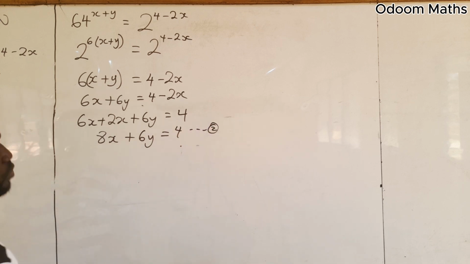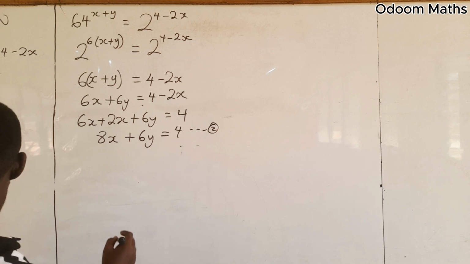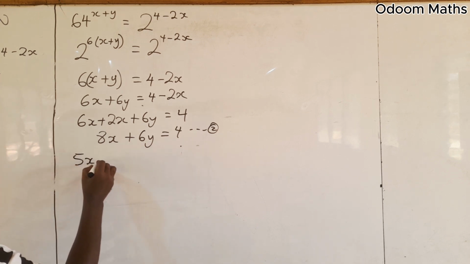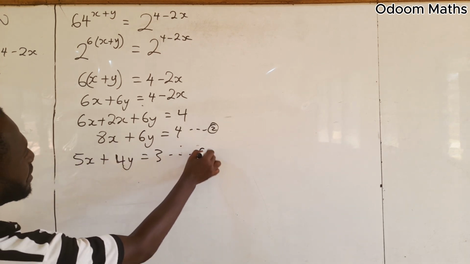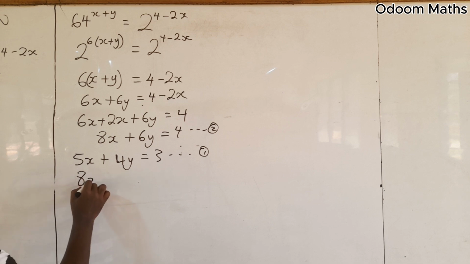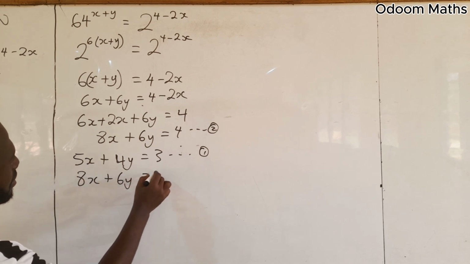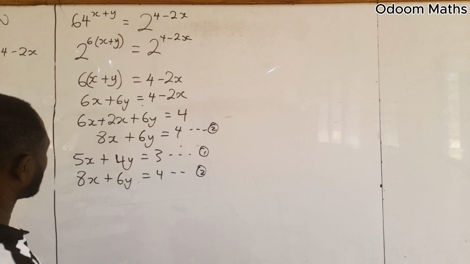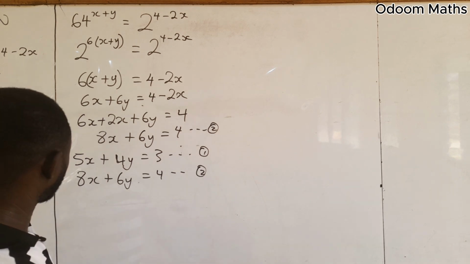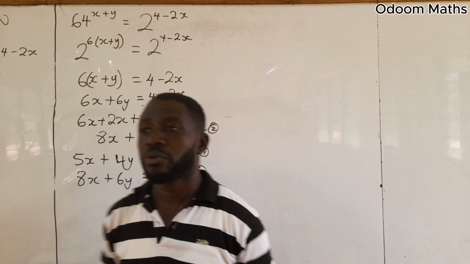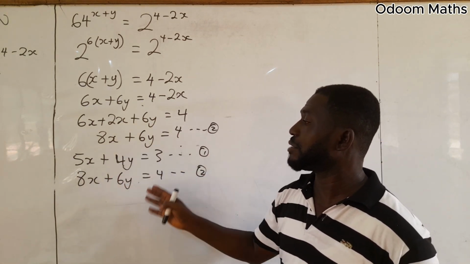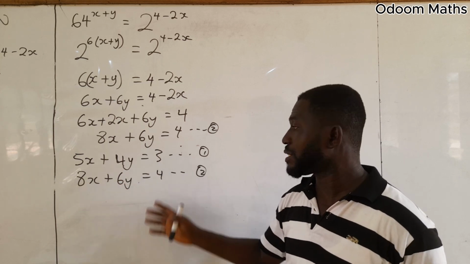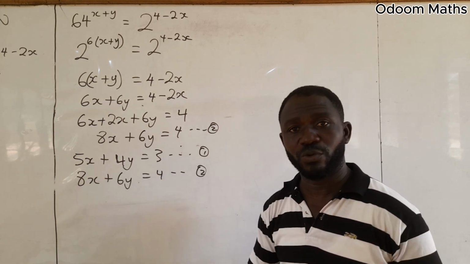So I need to solve the two simultaneously. Equation 1 is giving us 5x plus 4y equals 3. That is equation 1. And then equation 2 is 8x plus 6y equals 4. So I'm going to solve the two simultaneously. You can try this with your calculator because I've done that earlier. It's on the channel. So after getting your answer, you compare to see whether what I'm going to calculate is the same as what you get with your calculator.